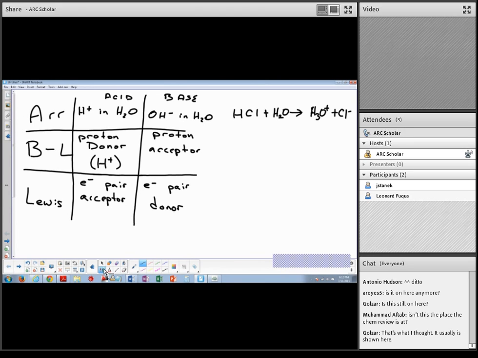A lot of the Brønsted-Lowry stuff, you use the same type of equation. We're mostly talking about doing this in an aqueous solution, so there's still going to be water in there. In this case, if we're talking about the Brønsted-Lowry definition, what is my proton donor here? HCl. So that's PD, proton donor. And so then that makes water my proton acceptor, right? Because it's forming H3O plus.